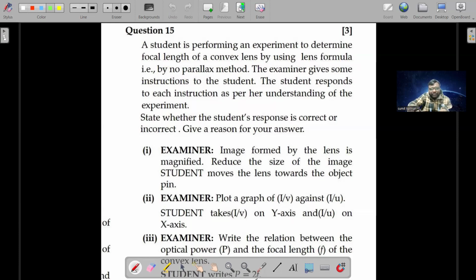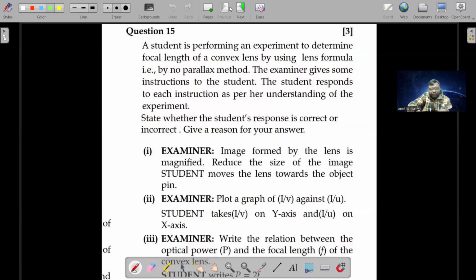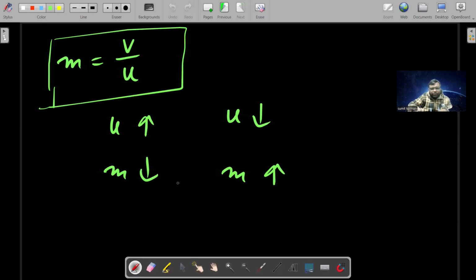So students, if you move the lens towards the object, then u will decrease. And if u decreases, then m will increase. You can see from this formula.